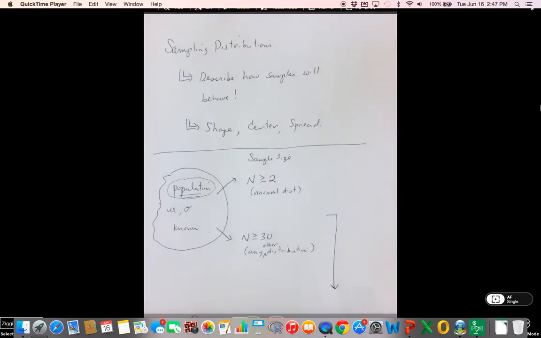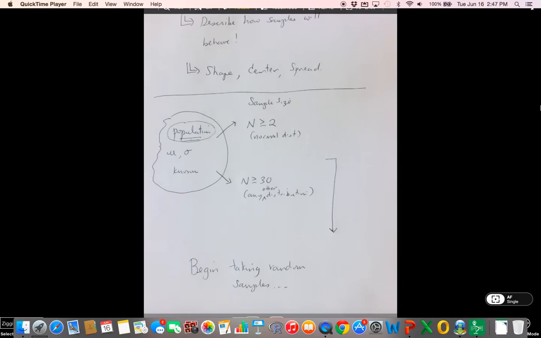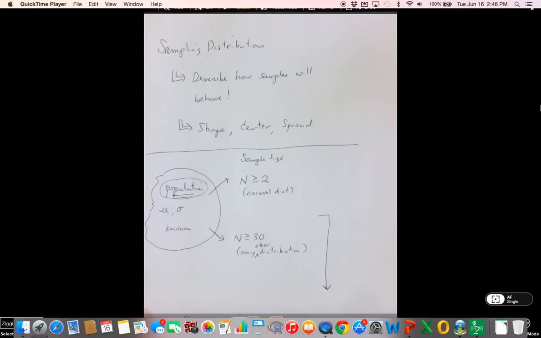Now the next step in this crazy game is to begin taking random samples. But you only do this after you set your sample size. So let's imagine that, contrast this with what we've done in previous problems.